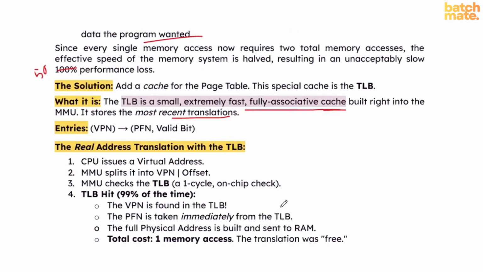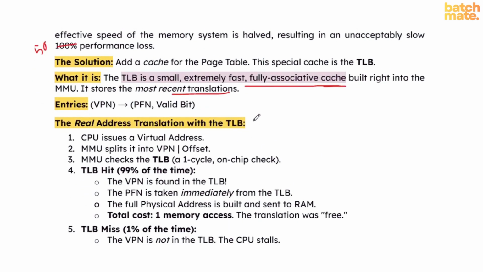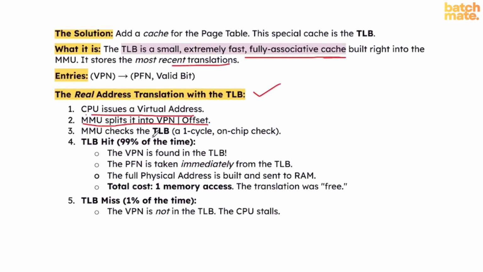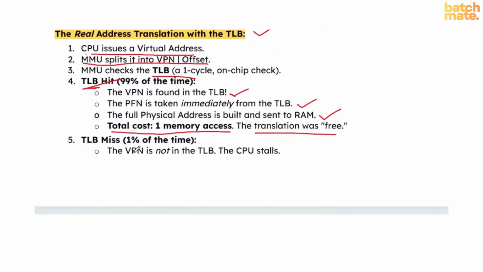So, how is the address translation process with the TLB? Well, in the same way as paging, the CPU issues a virtual address. The MMU splits it into VPN and offset. Now, the MMU checks the TLB, just a one-cycle, on-chip check. For a TLB hit, which happens almost 99% of the time, the VPN is found in the TLB. The PFN is taken immediately from the TLB and the full physical address is built and sent to RAM. Total cost is just 1 memory access. The translation was free.